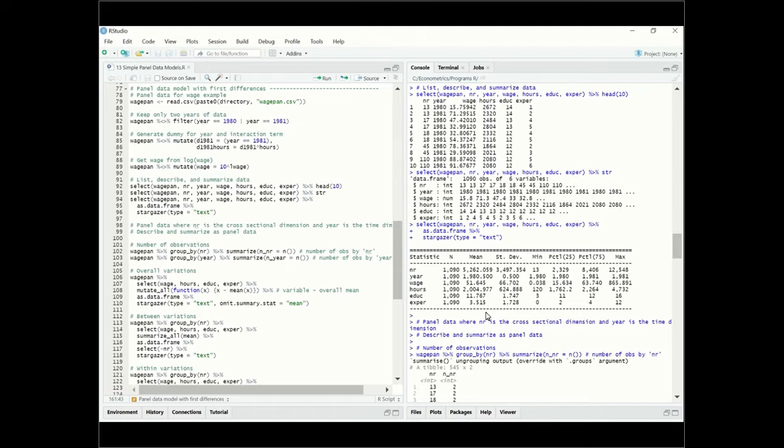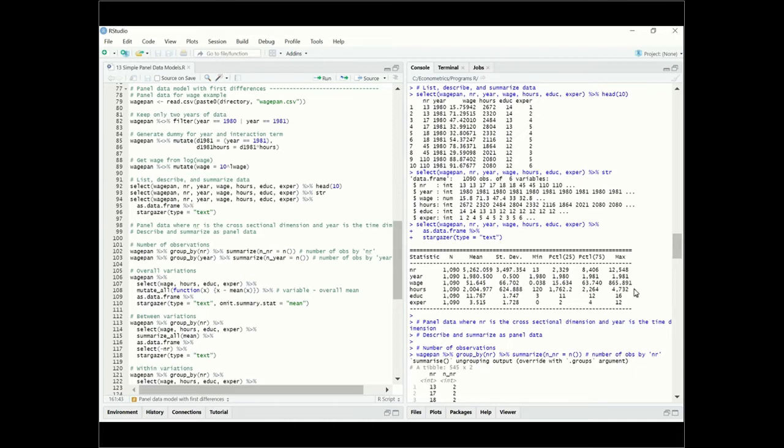So let's try to summarize the data in a different way using panel data methods. For this, let's first look up the number of observations. How we're going to do this with this data set: let's group by the person ID. So this is the cross-sectional dimension. And then let's summarize the number of observations here that we have.